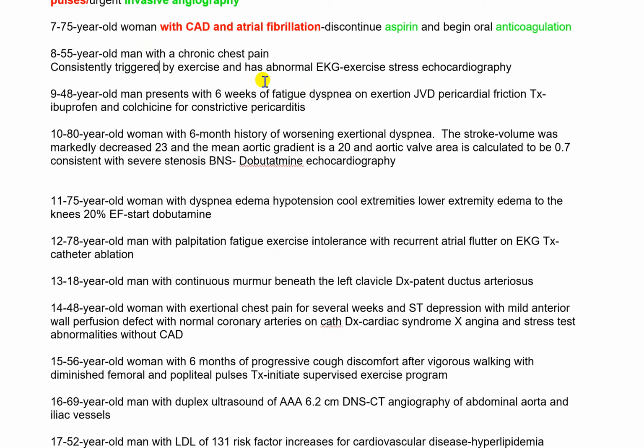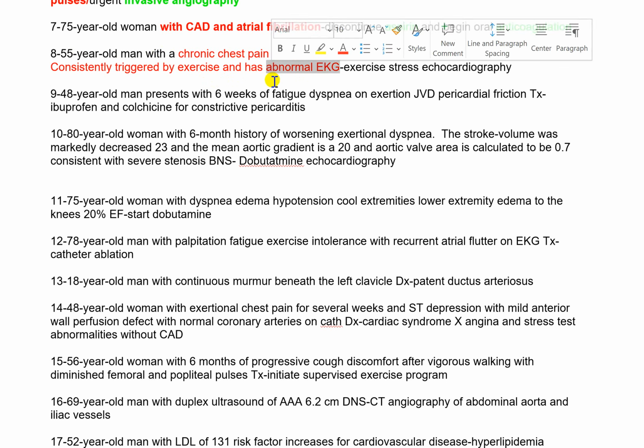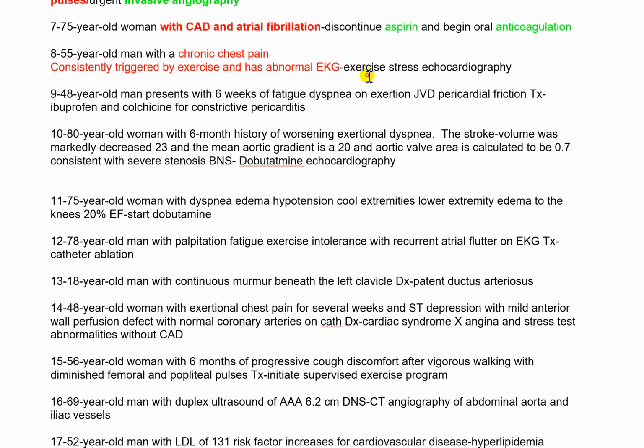Now, whenever you have someone with chronic chest pain triggered by exercise and has abnormal EKG, and then they ask what is the diagnostic test, this is the key. When the chest pain is triggered by exercise, this indicates coronary artery disease. When it's a normal EKG, you do just an exercise stress EKG. But if there's an abnormal EKG, then EKG wouldn't be useful, so you do exercise stress echocardiography. Okay, so that's the difference.